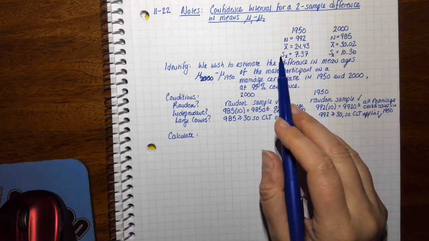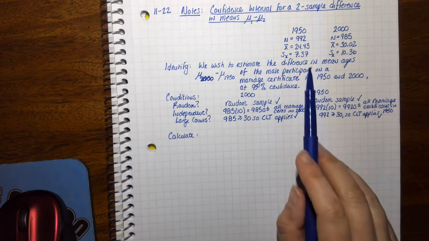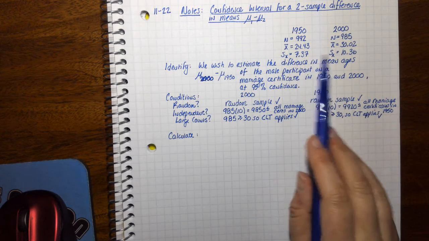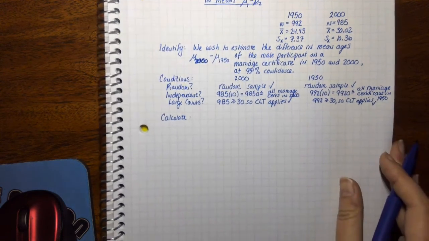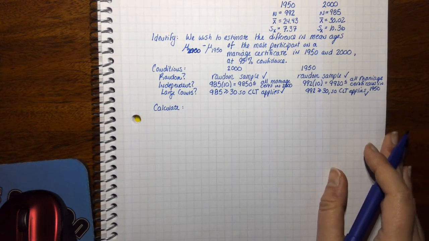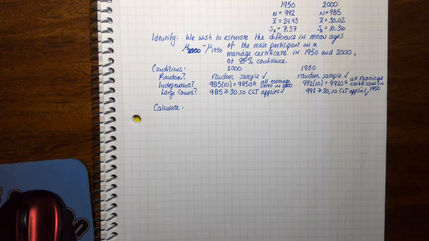This is definitely going to be a T-star interval. The reason is because I have s for both of these two, and I do not have sigma, the population standard deviation. So, we're going to scroll here just a bit. I'm going to get my formula packet.